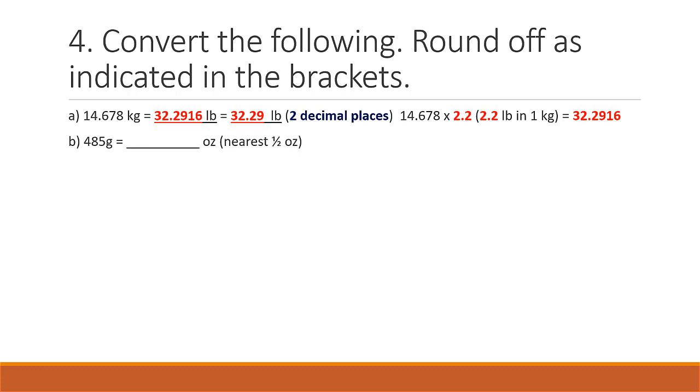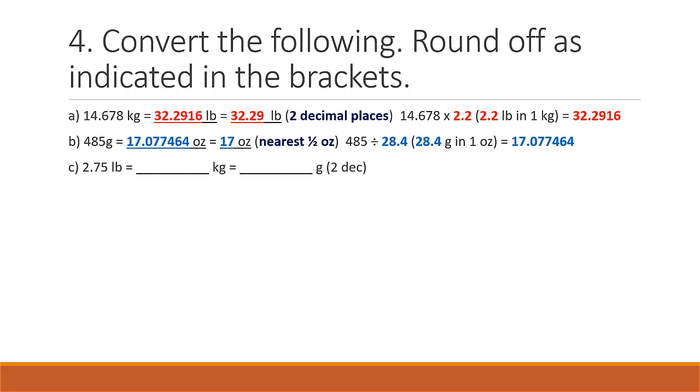Here we have 485 grams. We want to convert this to ounces, rounding it off to the nearest half ounce. Our relationship between ounces and grams: 28.4 grams equals an ounce. So this time I'm going to take the amount of grams that I have and divide by 28.4, because that's what equals 1 ounce. And when you do that, you get 17.077464. We need to round this to the nearest half ounce, so either 17 ounces or 17.5 ounces. I think we can all see that it's nearer to the 17 ounces.